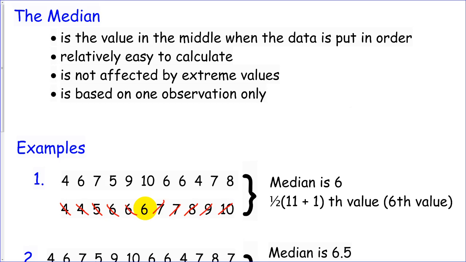Some people like to use this rule where you add 1 to the number of bits of data and halve it, and this will give you an idea. We should be after the 6th thing, so going through 1, 2, 3, 4, 5, that does give us the 6th thing.